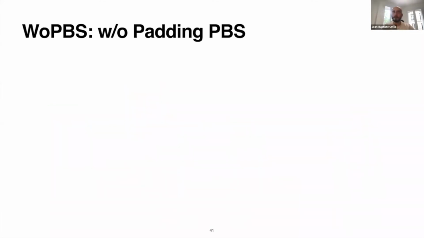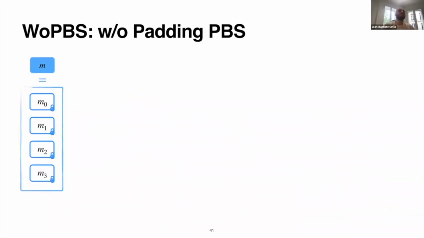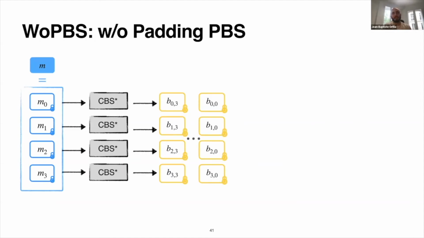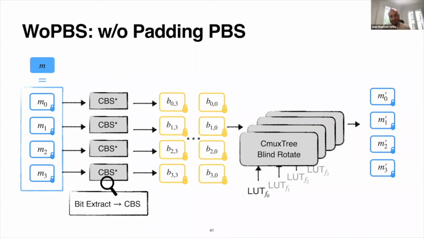So if we do a little bit of recap, it's more technical, so sorry about that. We have as input a message M, which is composed of many blocks, depending on the decomposition we want to choose. We start by extracting each bit of all its blocks, so we have a collection of encrypted bits. Then we apply the CMUX tree and the blind rotation over the function we choose, represented as a lookup table. In the end, we are able to get the function evaluated over the large messages.